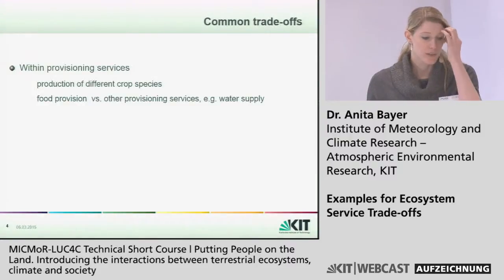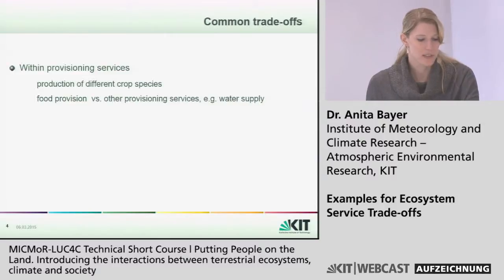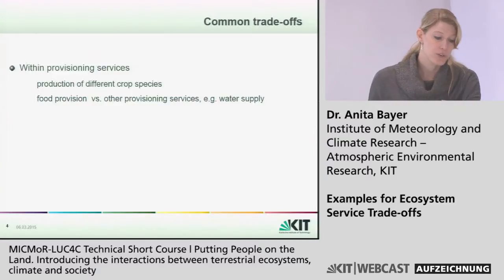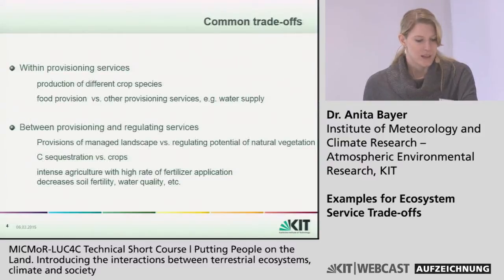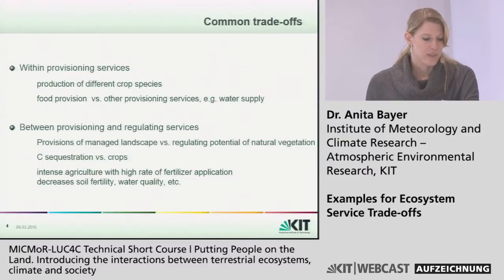So some common trade-offs, you identified them within provisioning services, for example, the production of different crop species, or food provision versus other provisioning services, for example, water supply, as there exist crop species that have quite a severe effect on water supply. Then a trade-off that is very common is between provisioning and regulating services, because normally the provisions of a managed landscape are preferred to the regulating potential that a natural landscape provides you. So the most obvious, carbon sequestration versus crops.